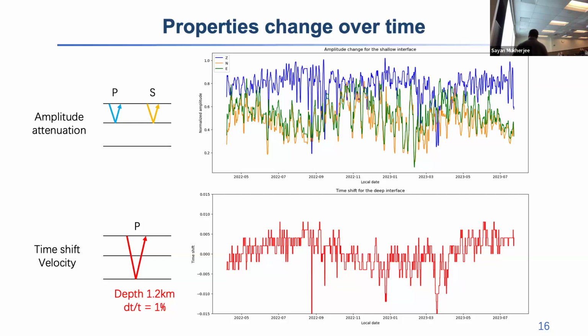And one more thing I want to say, based on the velocity, we calculate the depth for the second layer. It can be up to 1.2 kilometers. So this is not only about the near surface, it touches the area of seismic exploration. And the background velocity change can be up to 1%.